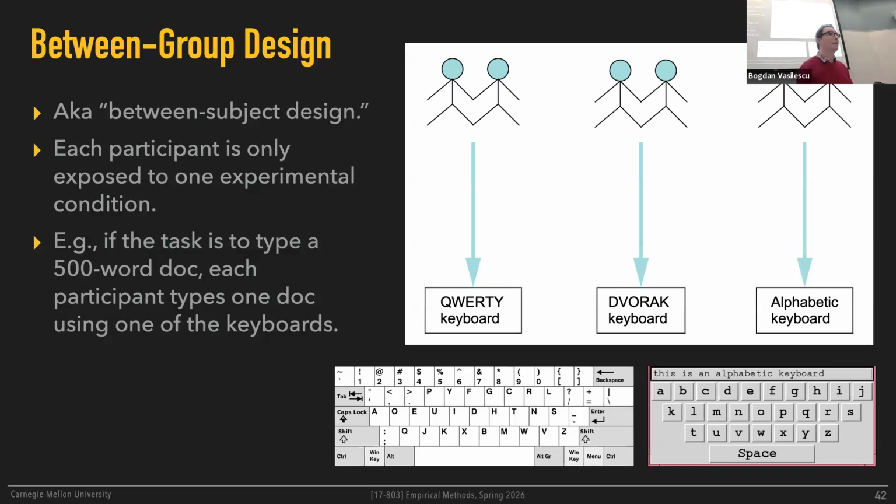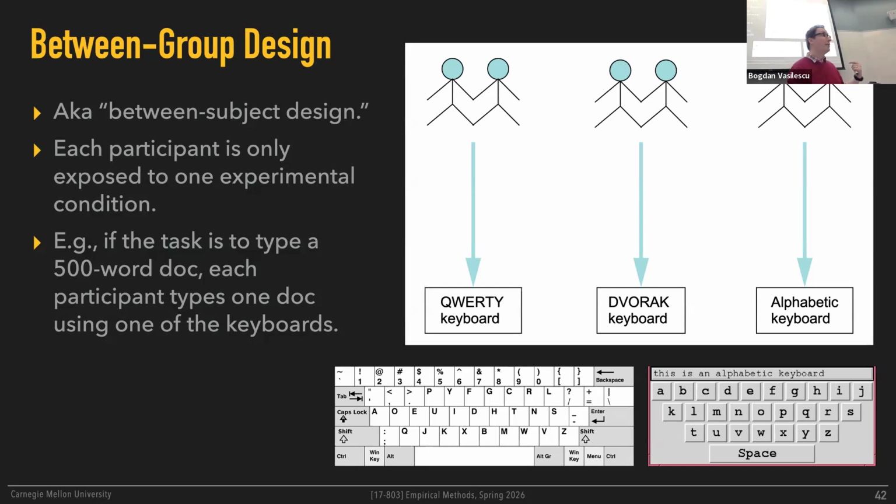And then it would compare outcomes. So if, for example, I give them all a task of typing a 500-word document, each participant types exactly one document using exactly one type of keyboard, but which keyboard they get is randomly assigned. So this is great, because of random assignment, I can expect the groups to be comparable. So if there are differences in typing speed, I can attribute them to the actual keyboard that they used.